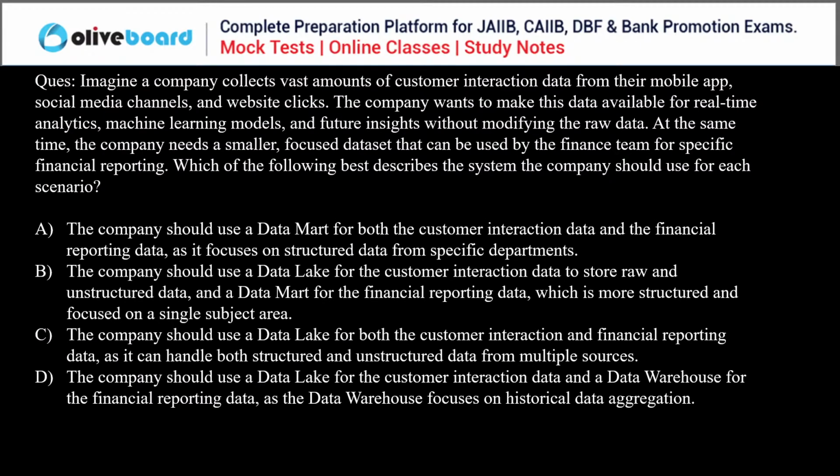Now next question. Imagine a company collects a vast amount of customer interaction data from their mobile app, social media channels and website clicks. Now the company wants to make this data available for real-time analytics, machine learning models and future insight without modifying the raw data. At the same time, the company needs a smaller focused data set that can be used by the finance team for specific financial reporting. Which of the following best describes the system the company should use for each scenario?